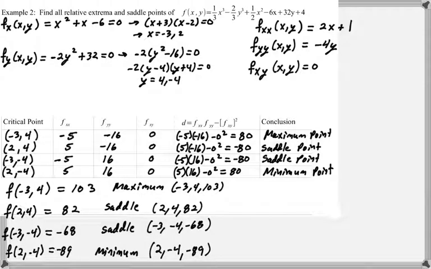Okay, now I've tried graphing this in GeoGebra 3D, and I can't get a good look at it. So maybe there's some graphing software out there that I'm just not familiar with that would be able to generate this figure, and we could actually see the saddles and the mins and the maxes a little bit nicer.